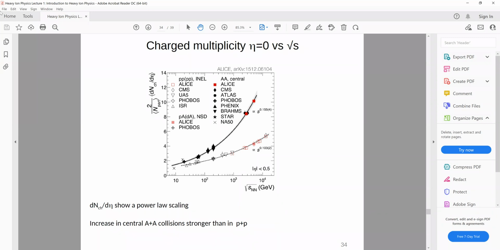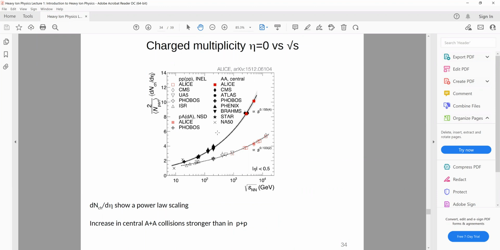As we see that dN/dη shows a power law growth. This is one of the early important results from the LHC, or from the ALICE experiment. But before that, it was generally assumed that dN/dη scales logarithmically with beam energy. The multiplicity increases logarithmically with beam energy.